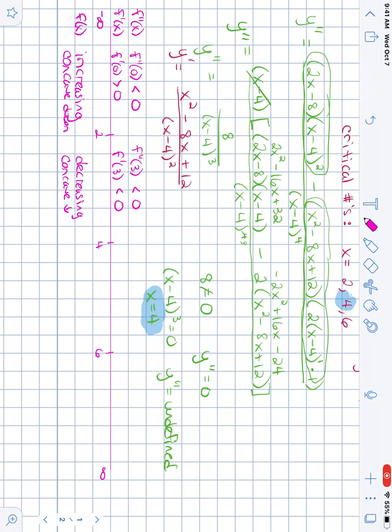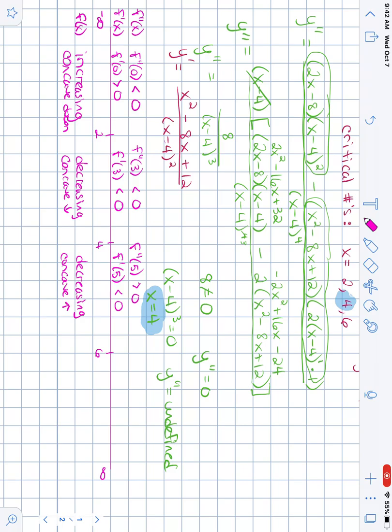Okay, now 5, plugging in 5. 5 squared, 25. 25 minus 40 is negative 15 plus 12, so the derivative is still negative. Let me make sure, because 25 minus 40, negative 15. Yeah, that's negative. Okay, the second derivative, plugging in 5. 5 minus 4 is a positive number, so that means the second derivative is positive. So that means this function is decreasing. And definitely the concavity has changed. So now the function is concave up.